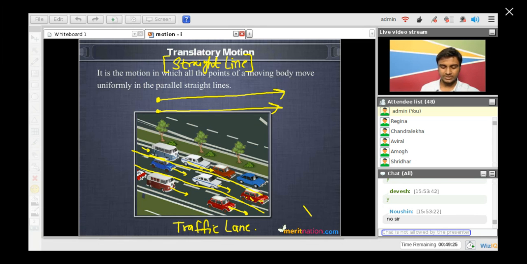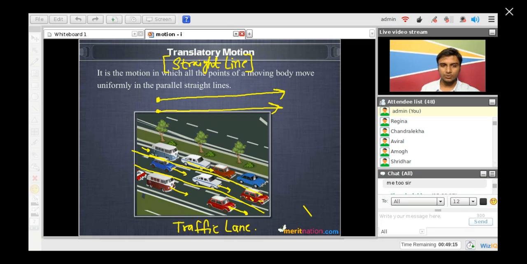So basically, when the vehicle moves in one lane, in a straight line, then it is said to be translatory motion. Now, is it clear to every one of you?